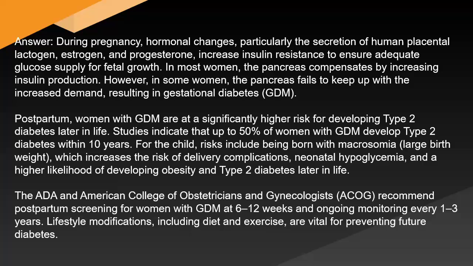For the child, risks include being born with macrosomia, large birth weight, which increases the risk of delivery complications, neonatal hypoglycemia, and a higher likelihood of developing obesity and type 2 diabetes later in life. The ADA and American College of Obstetricians and Gynecologists (ACOG) recommend postpartum screening for women with GDM at 6-12 weeks and ongoing monitoring every 1-3 years. Lifestyle modifications, including diet and exercise, are vital for preventing future diabetes.